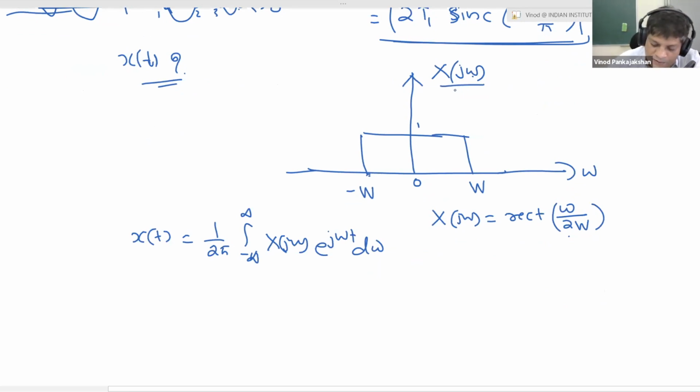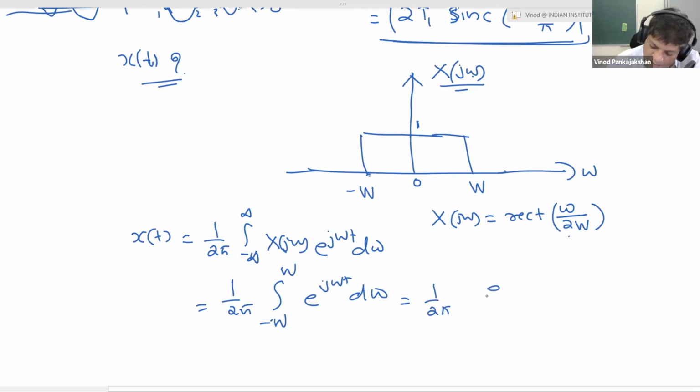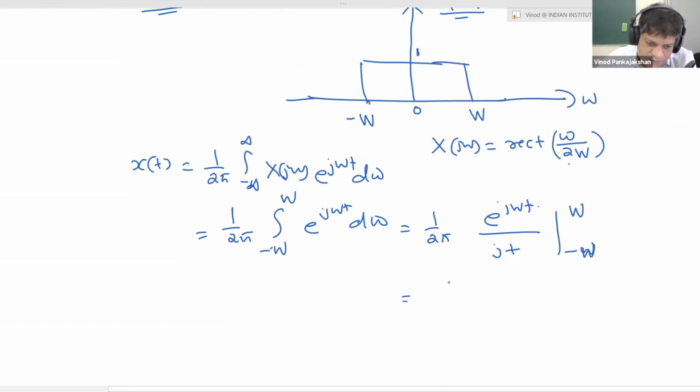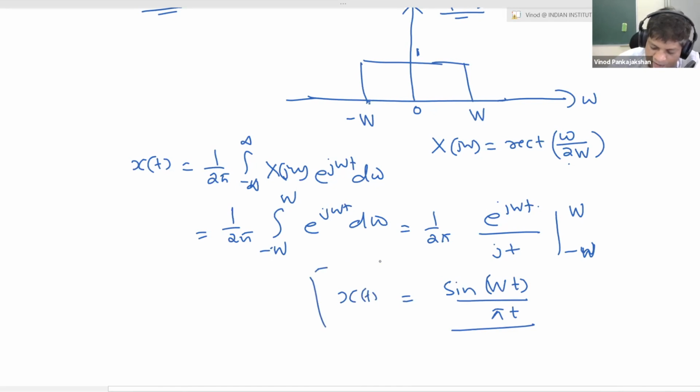And if you use this function for X of j omega, we will get this expression: integral from minus W to W, where its value is 1, of e to the power j omega t d omega. If we do this integration, we will get e to the power j omega t by jt, from minus W to W. This is sine Wt by pi t. This is the corresponding signal x of t.